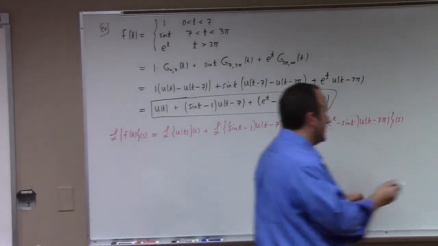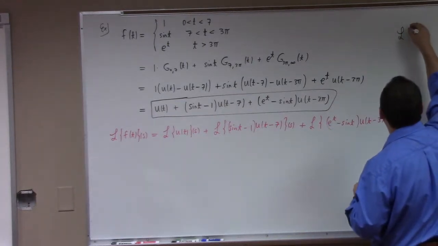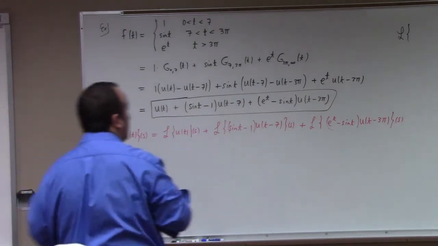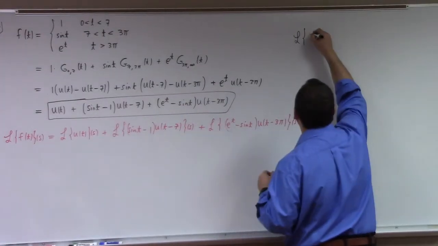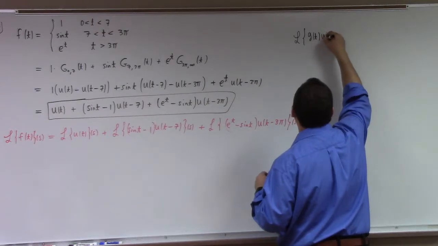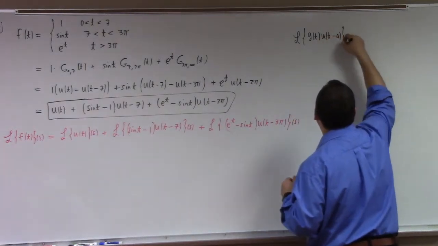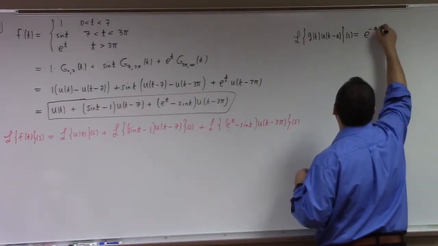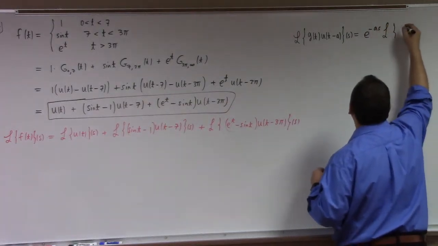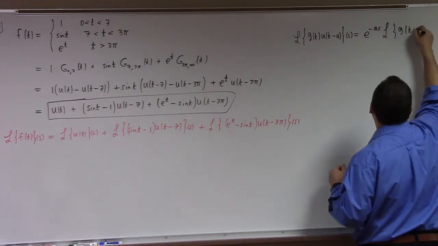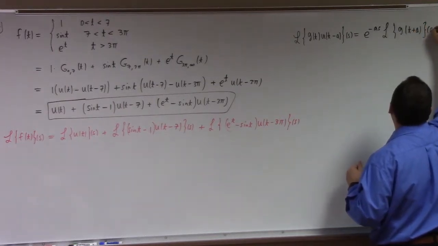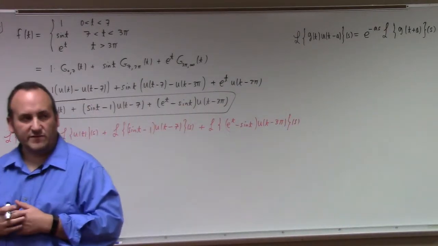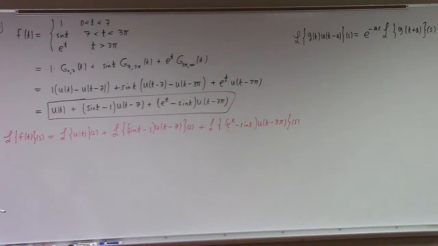It says the Laplace transform of g of t times u of t minus a is equal to e to the minus as times the Laplace transform of g of t plus a. So unit step functions apparently generate exponentials in the frequency domain. All right, let's do that.